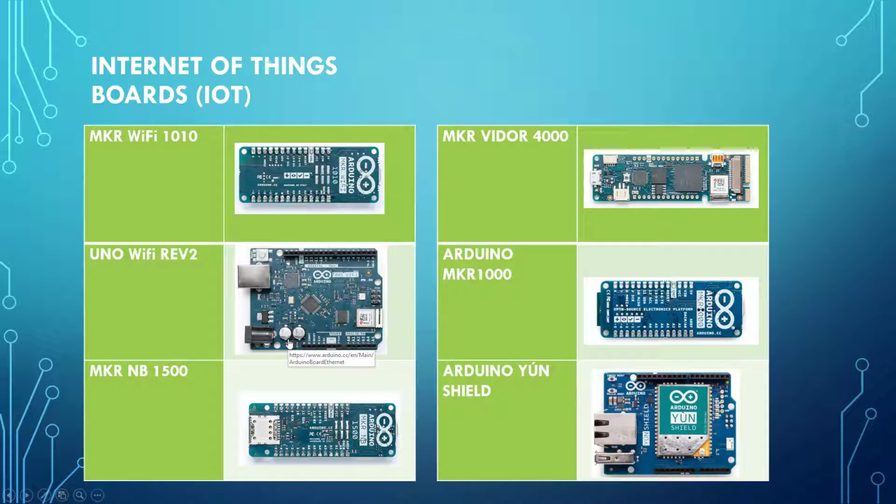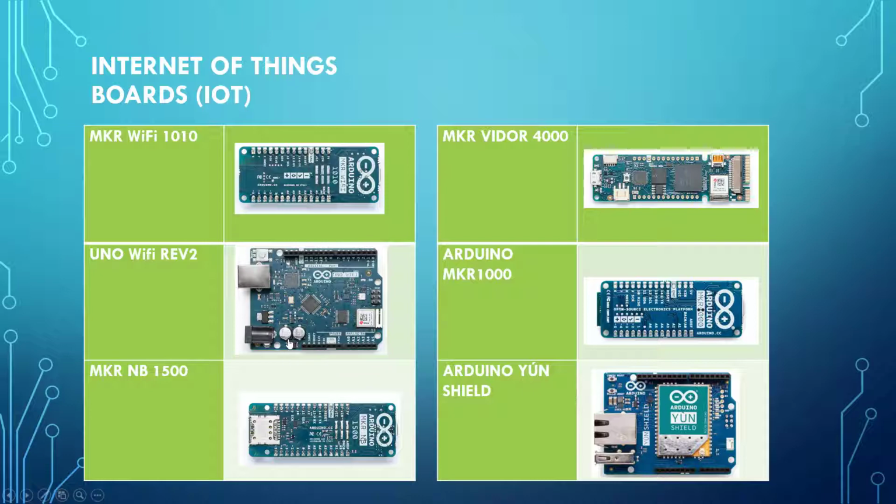We have MKR Wi-Fi 101. It can be connected to Wi-Fi. Uno Wi-Fi Revision 2 has the ability to connect to Wi-Fi. MKR NB 1500 can be connected with a SIM card. And we have other boards.